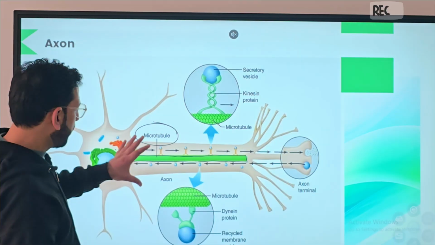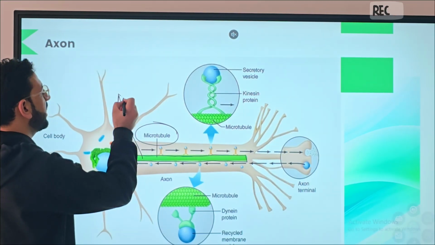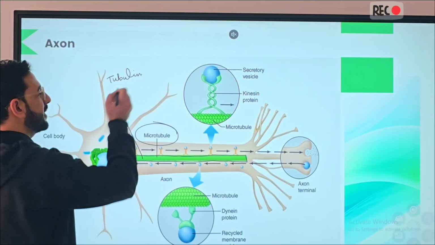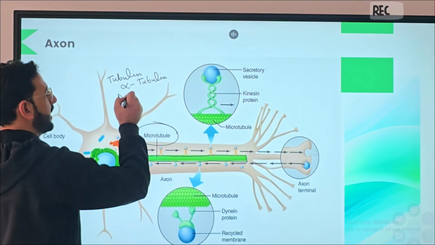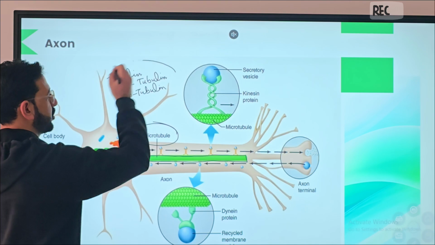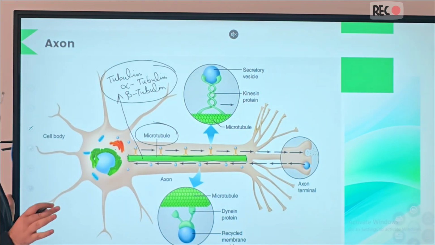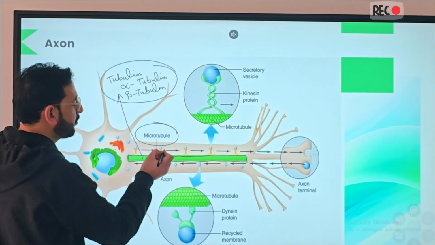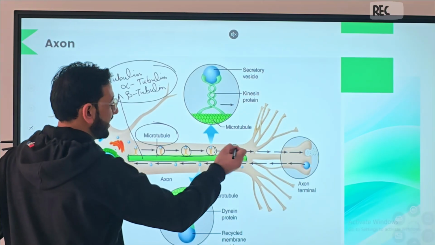Now, a microtubule is a tubular structure, and this tubular structure is made up of tubulin proteins. Tubulin can be alpha tubulin or beta tubulin. So it is made up of alpha tubulin and beta tubulin. But what is important here is axonal transport, and how these microtubules are doing this. They have these motor proteins. You can see here, these are the motor proteins.